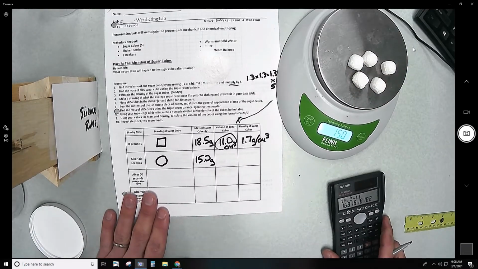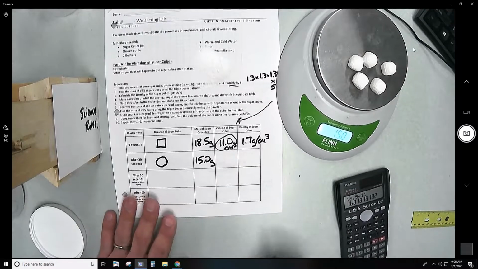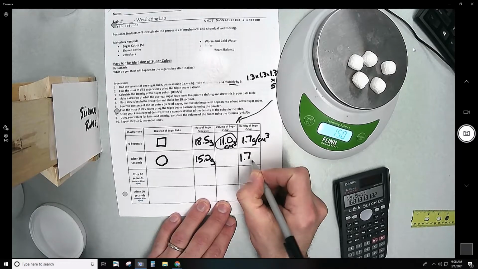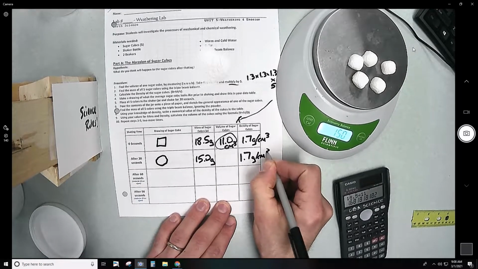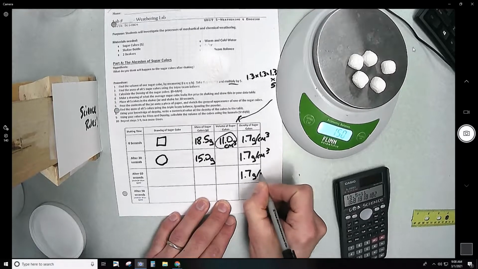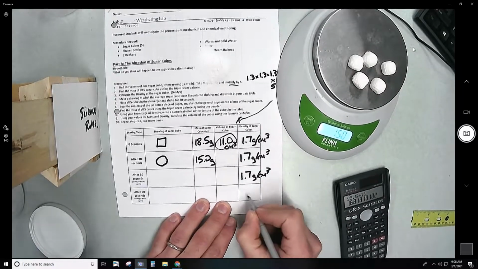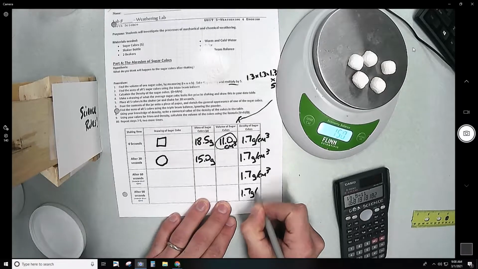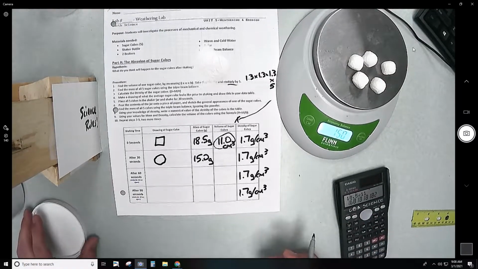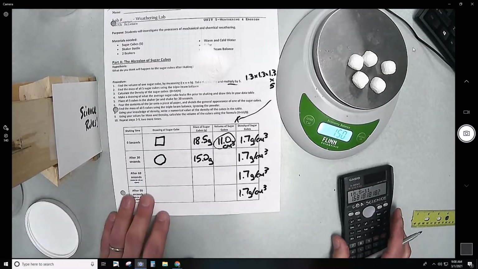I have to assume that the density of sugar never changes. So this is always going to be 1.7 all the way down this column. Okay, so I'm going to write that there. And I'm going to assume that's true for all of these. 1.7 is always the density, because the density of sugar doesn't change if I just make it smaller. I'm not changing anything physical or chemical about this.